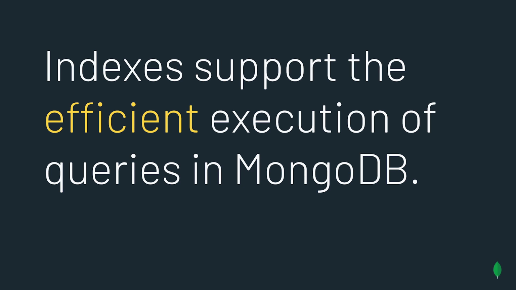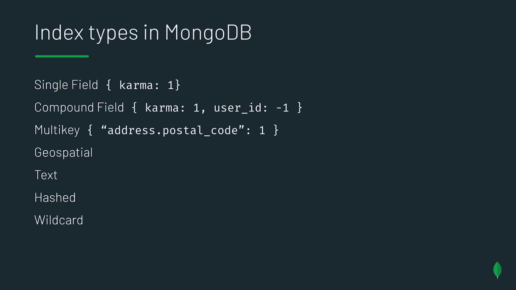If an appropriate index exists for a query, MongoDB can use the index to limit the number of documents it must inspect. As I mentioned, there's lots of different index types. We have things like single field, compound field, multi-key, geospatial, text, hashed, wildcard, all to be used for different situations, but they can all really help those read performances.